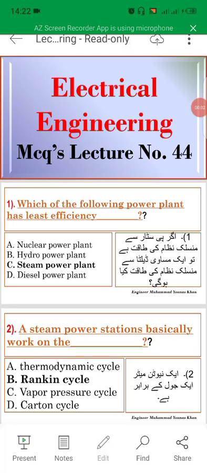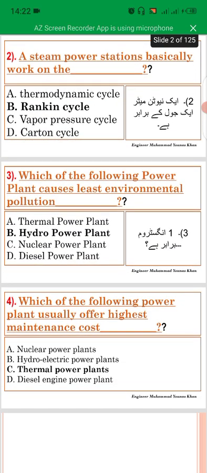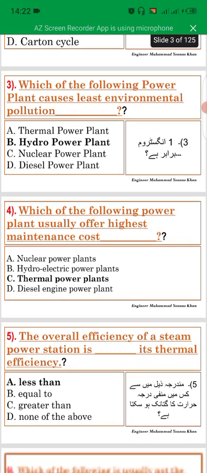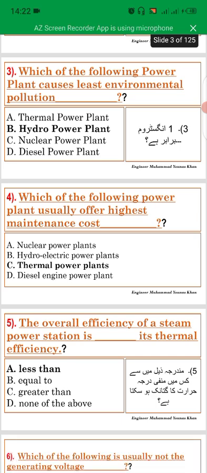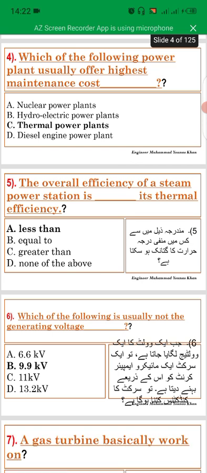Which of the following power plant has least efficiency? Steam power plant. A steam power station basically works on the Rankine cycle. Which of the following power plant causes least environmental pollution? Hydropower plant. Which of the following power plant usually offer highest maintenance cost?